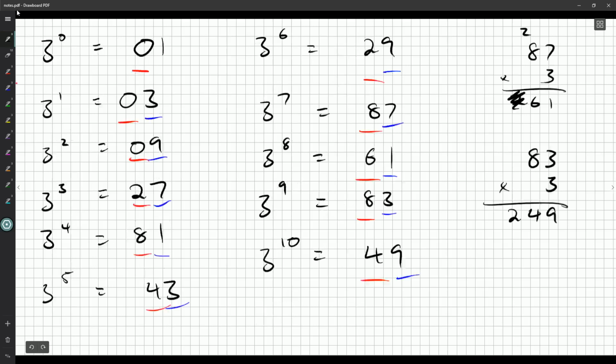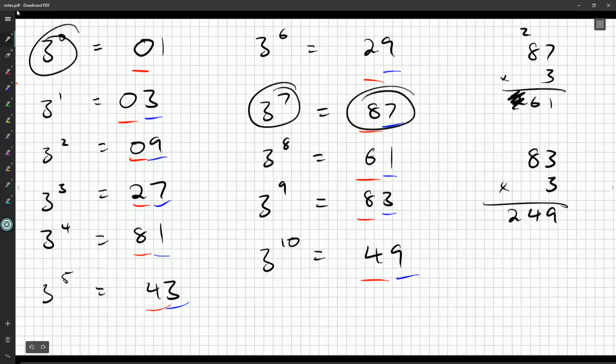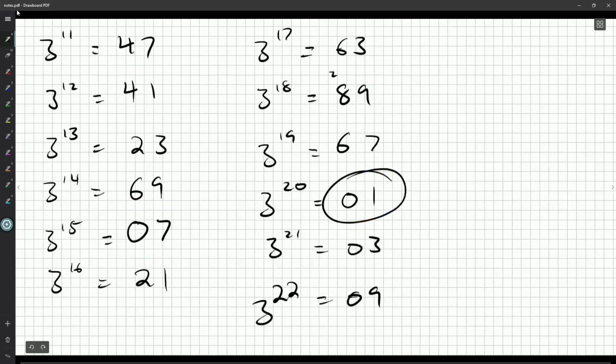So what have we learned? Well, the pattern repeats every 20. So without having to actually work it out, I know 3 to the 27, or 47, or 67, or 87, or 107 ends in 87. 3 to the 28 ends in 61. Okay, that's what we've learned here. So this repeats every 20. So how does that help us?